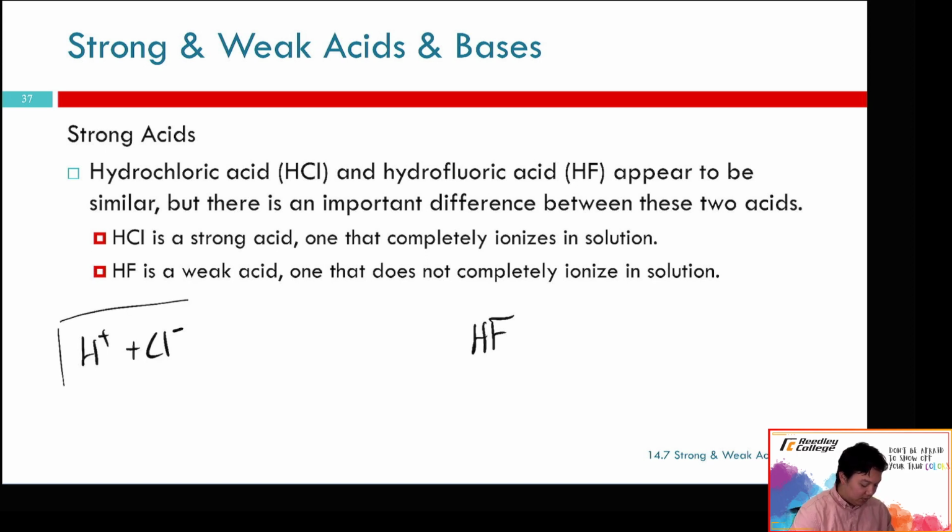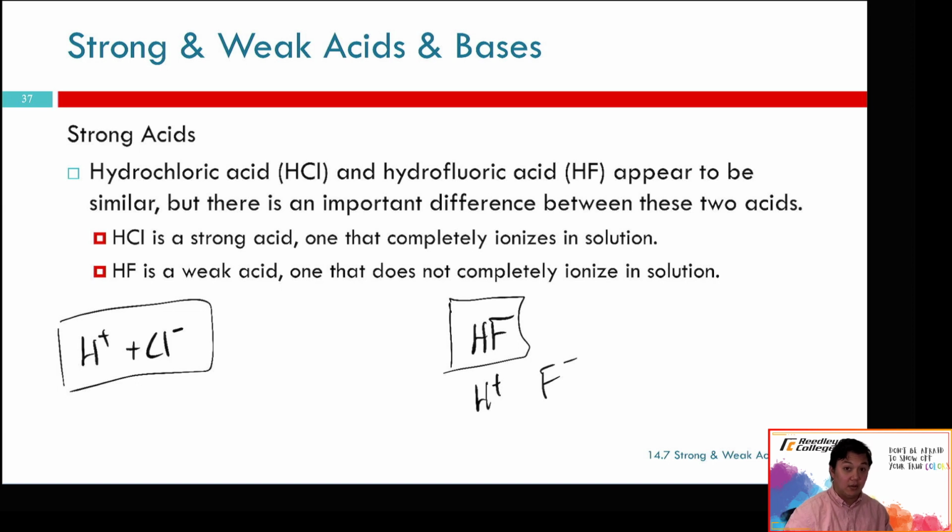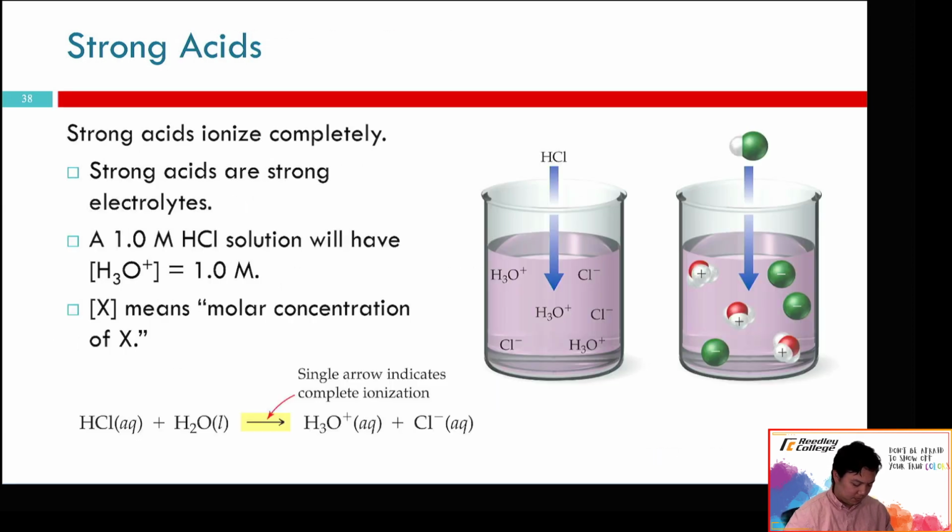So when you have HCl, you're going to get complete ionization. It's all going to be H plus and Cl minus. If you have hydrofluoric acid, you'll get some H plus and some F minus, but you're also going to have some of the molecular compound as well. So strong acids ionize completely. They're also strong electrolytes. Because they're producing all of these ions, you can actually pass a current through this solution.